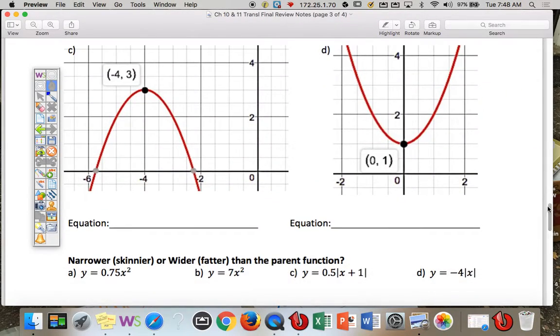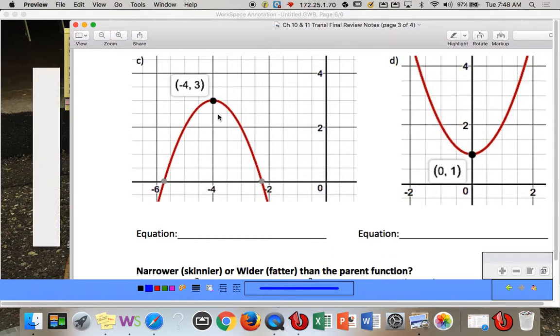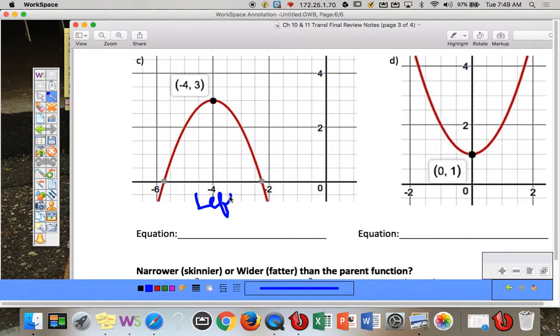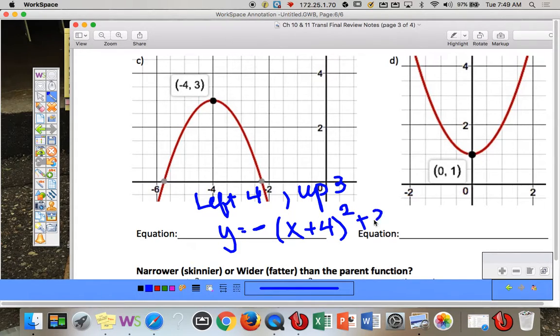And we have some parabolas here. Again, they start at 0, 0. This one goes to the left 4, up 3, and it's upside down, so y equals negative. Left 4 would be x plus 4, the squared makes it a parabola, and then up 3. And then again, the minus makes it go upside down. And the last one's just up 1, so y equals x squared plus 1.